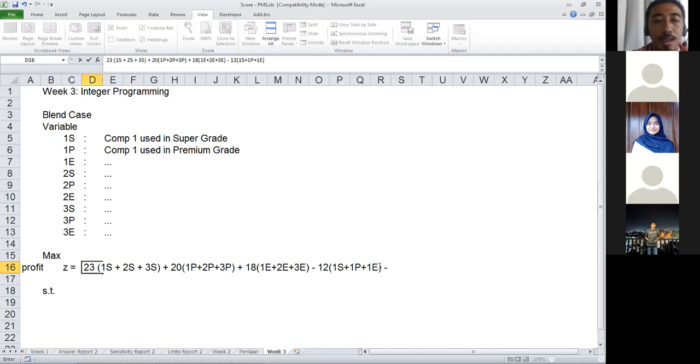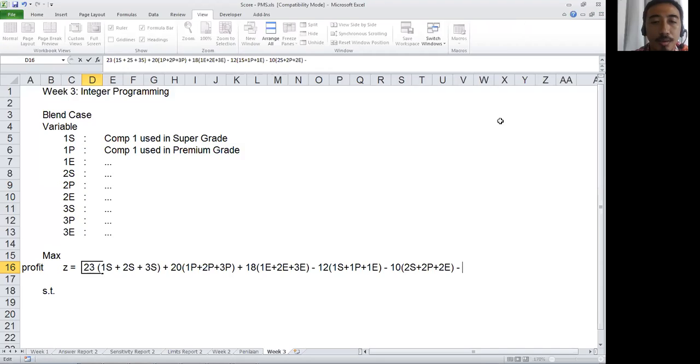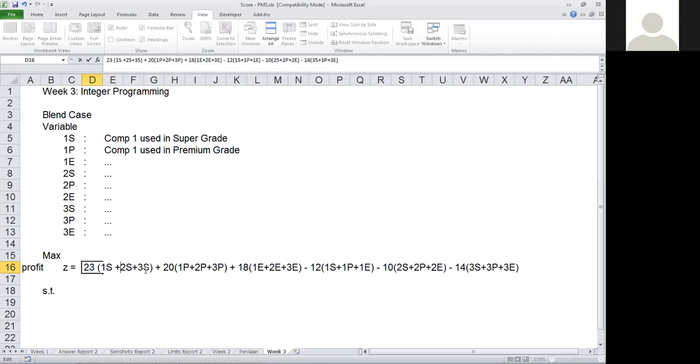And then minus again 10 times 2S plus 2P plus 2E. Again, the last one. Minus 14 for component 3. It means the combination of 3 used in super plus 3 used in premium plus 3 used in extra. Okay, can you get this? Any question?